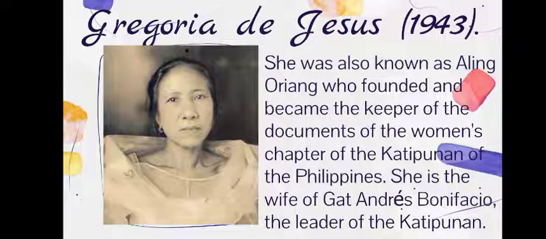Gregoria de Jesus was known as Aling Oryang, who founded and became the keeper of the documents of the women's chapter of the Katipunan of the Philippines. She is the wife of Gat Andres Bonifacio, the leader of the Katipunan.